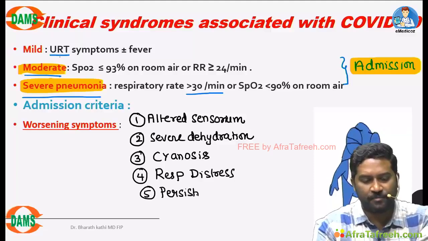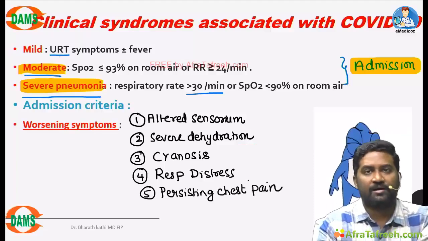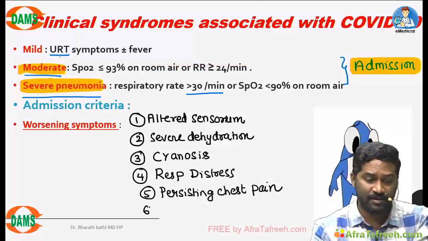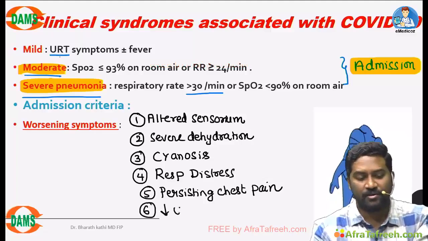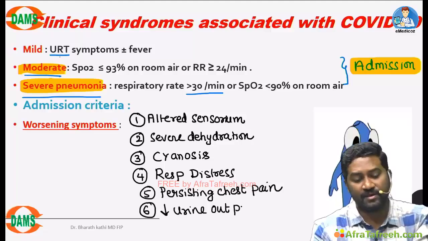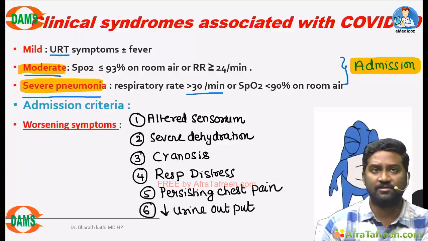Why will chest pain happen in COVID-19 pneumonia? Because there can be myocarditis, there can be pulmonary thrombus formation. All this can cause chest pain. Reduction in urine output: when there is multi-organ dysfunction, there can be kidney involvement resulting in decrease in urine output.